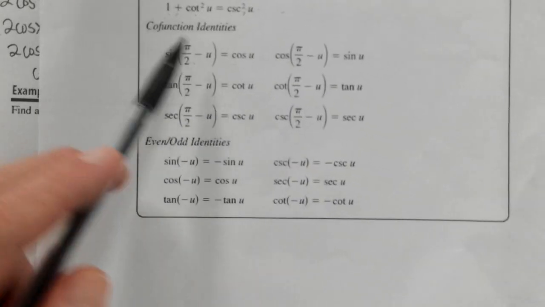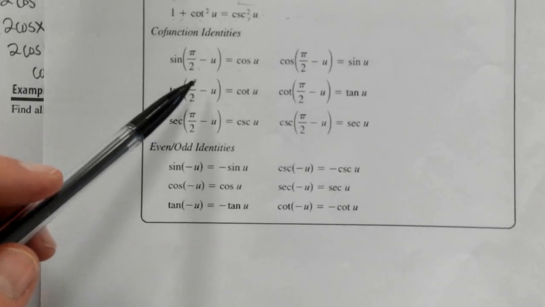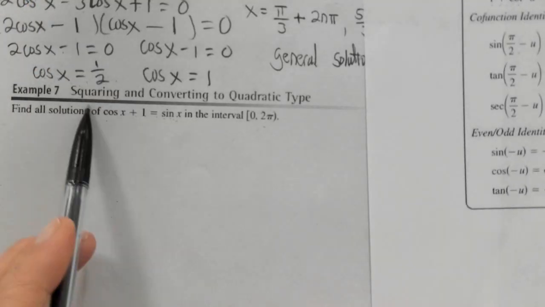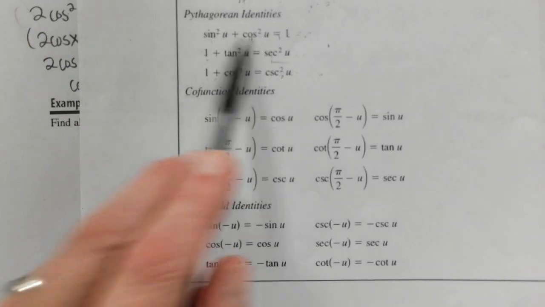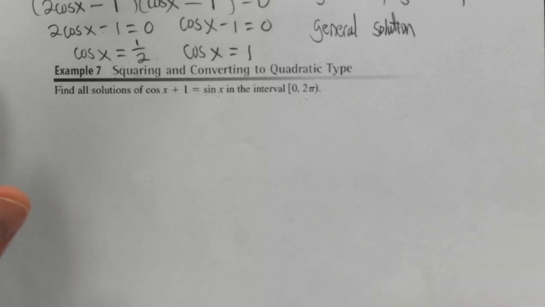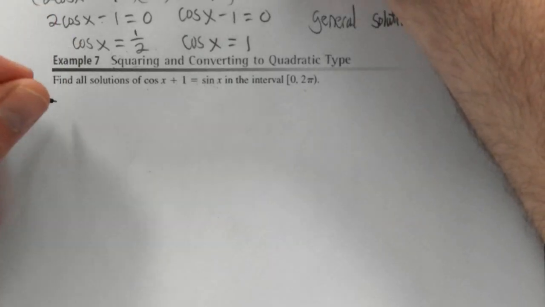So you might want to be careful with these co-function identities, because that would further complicate things instead of making it simpler. However, here is one thing that we can do. We can actually square both sides and then convert like we did here. Remember, once we get it up to squared, then we can have something to work with. So really, our strategy here is the first thing that we want to do is actually square both sides of this equation.